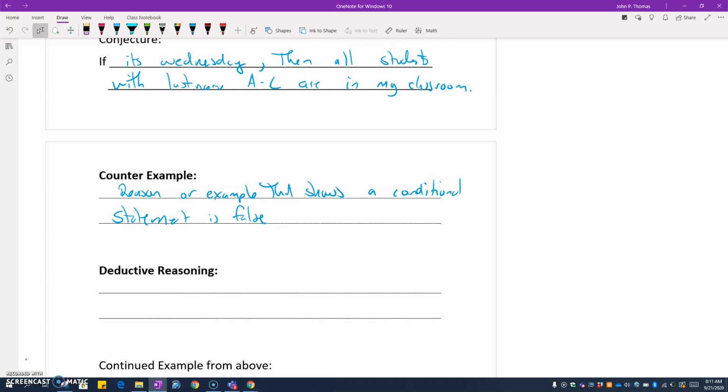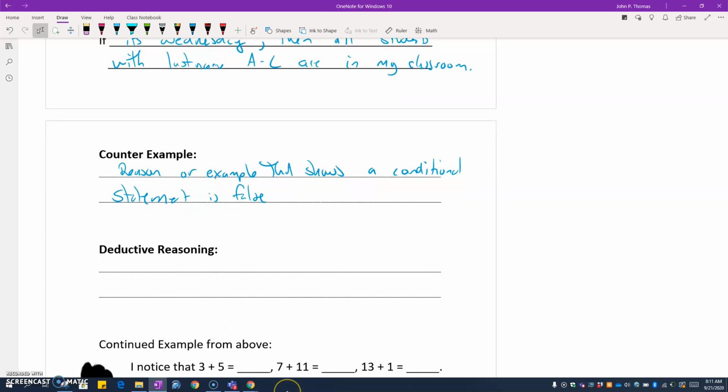Certain arguments are where deductive reasoning comes into play. In deductive reasoning, we use general principles we know are true to show something must be true.